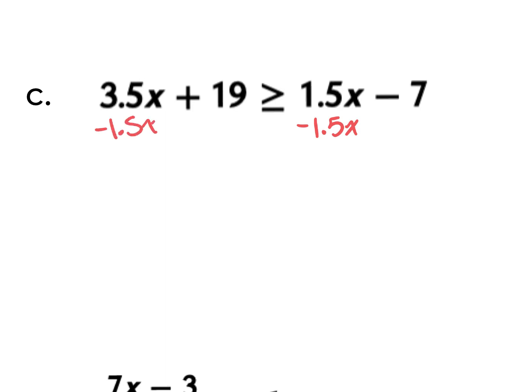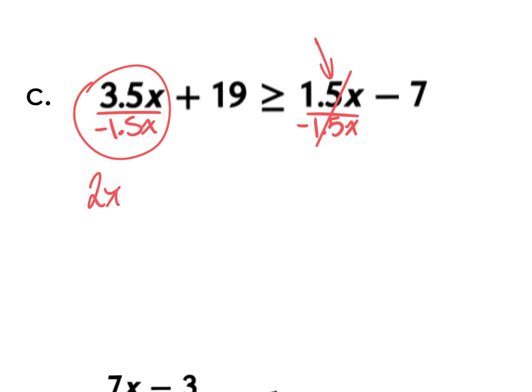Now you might be thinking, well, why can't I just combine these as like terms? Well, when they're on different sides of the inequality, or if it was an equation, if they're on different sides of the equation, you can't do that. You can only do that if they're on the same side. But since they're on different sides, we have to get rid of one of them to move the variable to one side. And so the reason I like to get rid of the variable with the smaller coefficient is it leaves the coefficient on this side positive. So 3.5x minus 1.5x is going to be 2x, so 2x plus 19 is greater than or equal to -7.